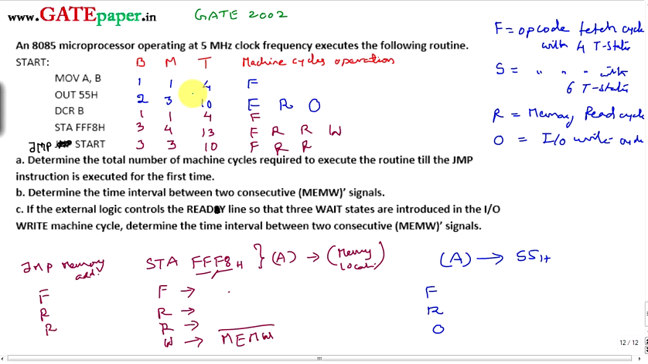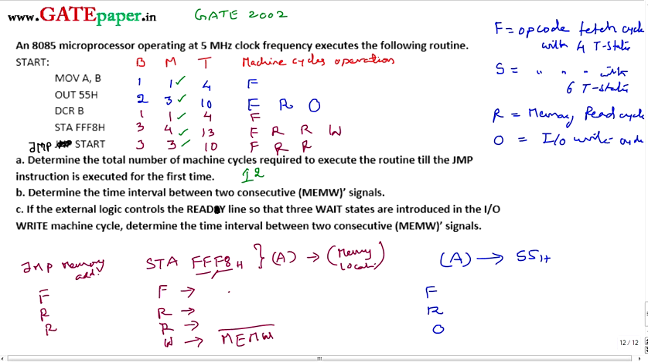If the jump instruction is going to be executed for the first time, the routine starts from this one. So 1, 2, 3, 4, 5. That's all. We should not consider the second time move out DCR STE. The jump instruction is executing for the first time at this point, starting from MOV A,B: 1, 3, 4, 5, 9 plus 3, 12. So it requires 12 machine cycles to execute the routine till the jump instruction. If you observe the second loop also, again the same 12 machine cycles are required.